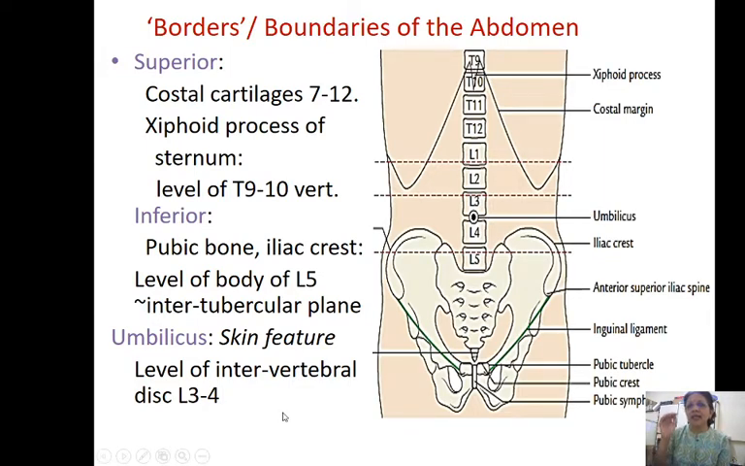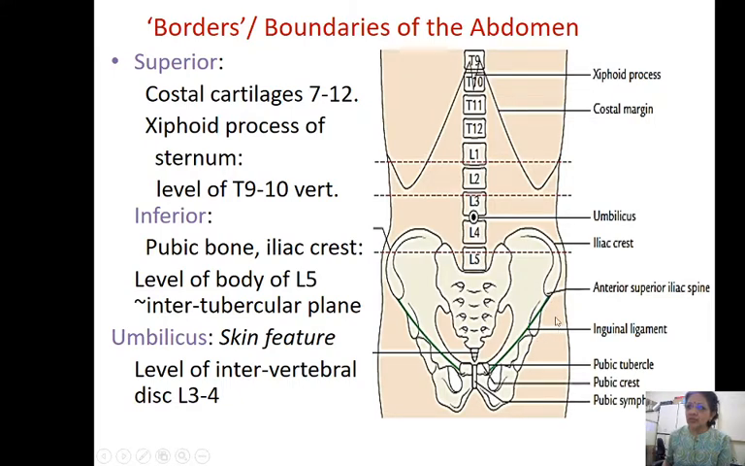These three landmarks are very, very important for you to know, to be able to get a sense of what is happening inside the space, even from examining the surface view. So we looked at xiphoid process, costal margin, umbilicus, iliac crest, anterior superior iliac spine, inguinal ligament. This you might have heard of in your bone class. It is a fold of aponeurosis, which you will learn with the muscles of the anterior abdominal wall in the next few classes.